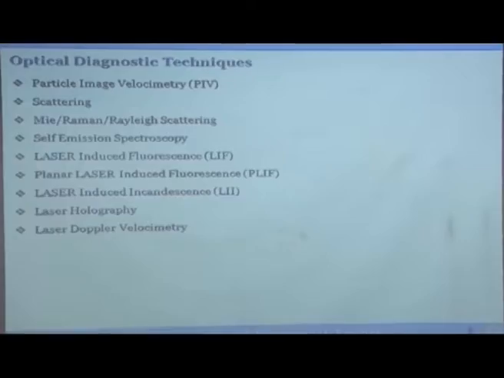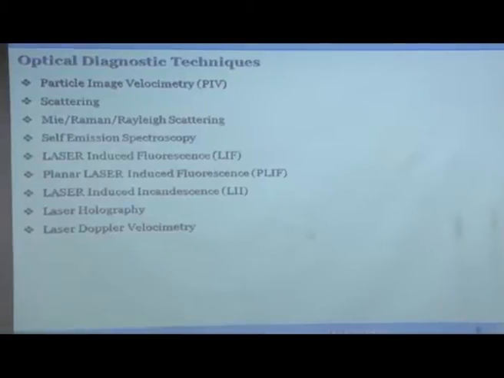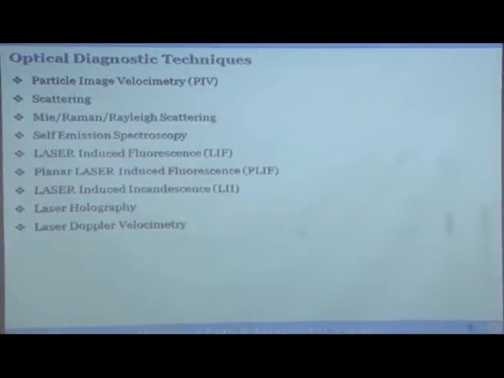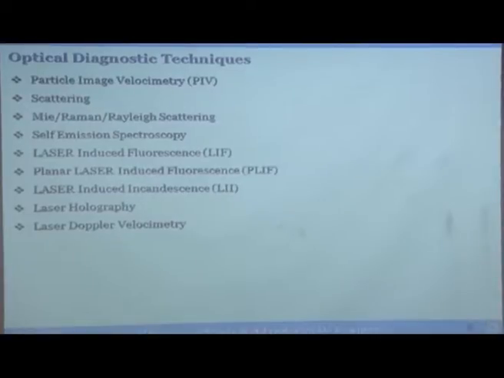Laser induced incandescence is a technique which can tell you crank angle by crank angle where the particulates are being formed. So, these techniques are extremely important, they give you time resolved information in a cycle about different things. First, I will discuss with you particle imaging velocimetry.